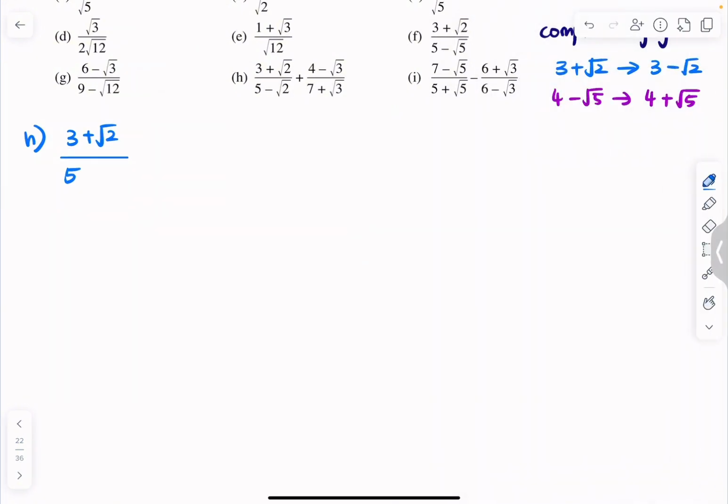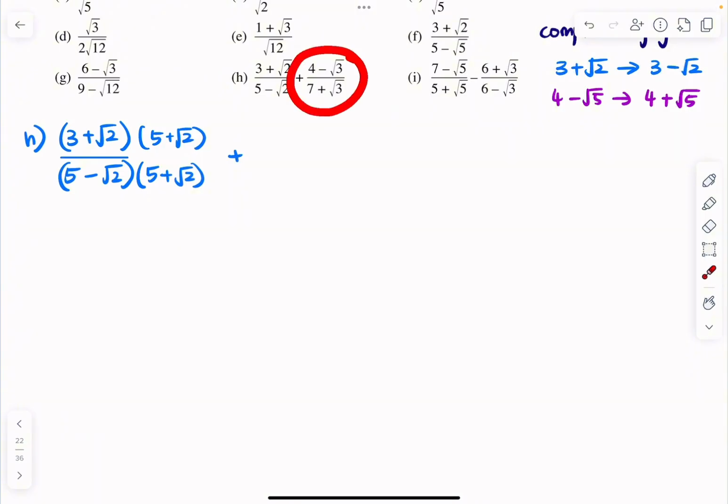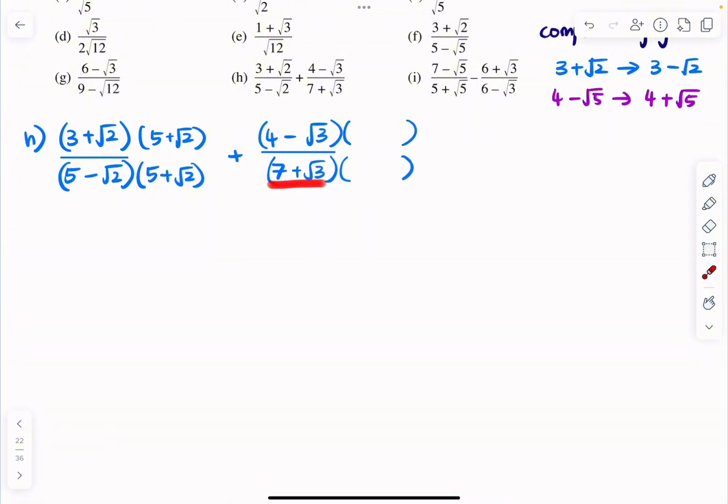Let's try. 3 plus 2i over 5 minus 2i. So we multiply this by the conjugate. 5 minus 2i's conjugate will be 5 plus 2i. And then this whole thing plus this one, so 4 minus 3i over 7 plus 3i. The whole thing must be multiplied by this fellow's conjugate, so 7 minus 3i.